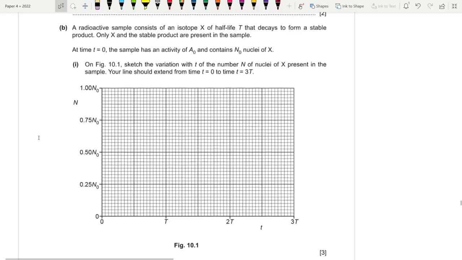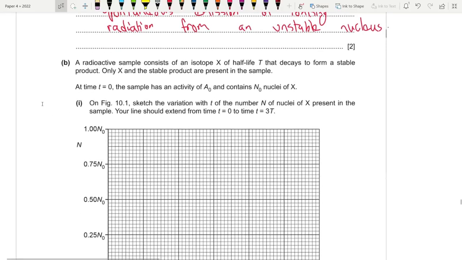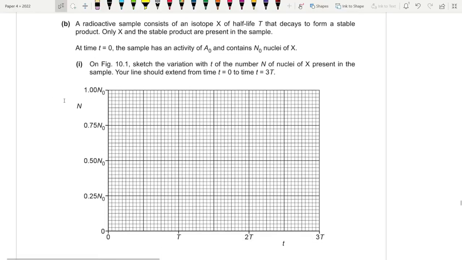So a radioactive sample consists of an isotope X of half-life T that decays to form a stable product. The stable product does not decay anymore. Only X and the stable product are present in the sample. At time t equal to 0, the sample has an activity of A naught and contains N naught nuclei of X. On figure 10.1, sketch the variation with time t of the number of nuclei of X present in the sample.